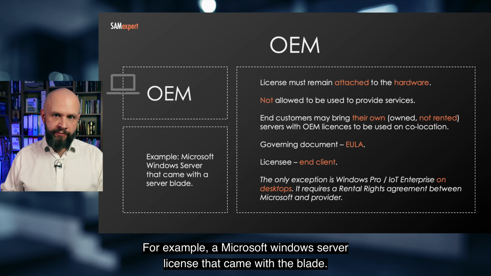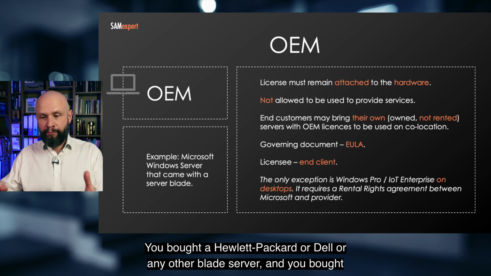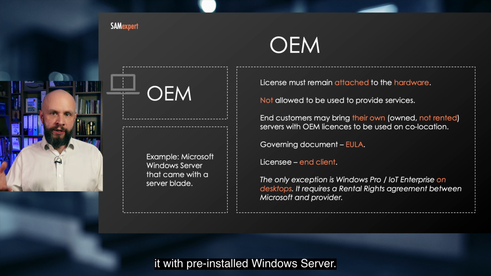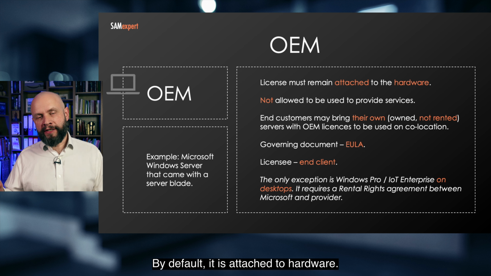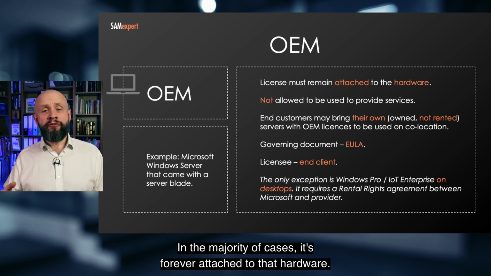OEM licenses. For example, a Microsoft Windows Server license that came with the Blade. You bought a Hewlett-Packard or Dell or any other Blade server, and you bought it with pre-installed Windows Server. That is called an OEM license. By default, it is attached to hardware. In the majority of cases, it's forever attached to that hardware.